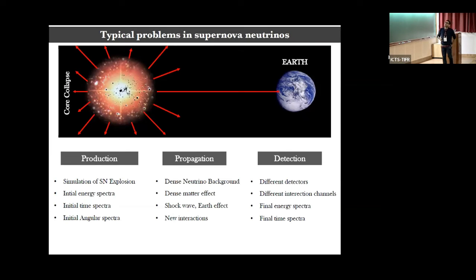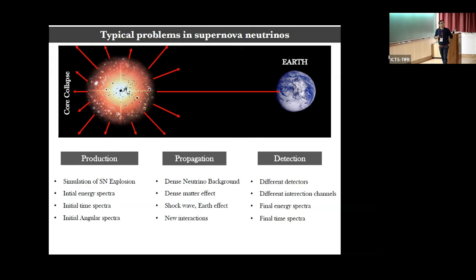Now, the typical problems in supernova neutrinos can be thought of as basically threefold. The neutrinos are created somehow inside this collapsing core, this core collapse supernova. And then while they are coming out, they are interacting with the background matter. They are also going to interact with themselves if the neutrino densities are too high. So they will have oscillations. Then they will propagate to Earth.